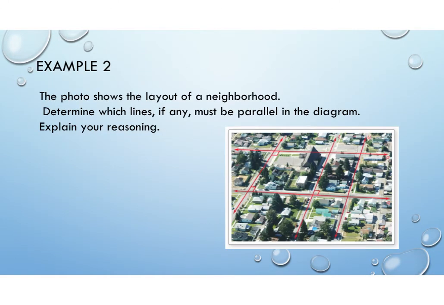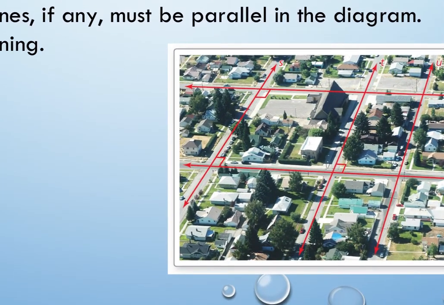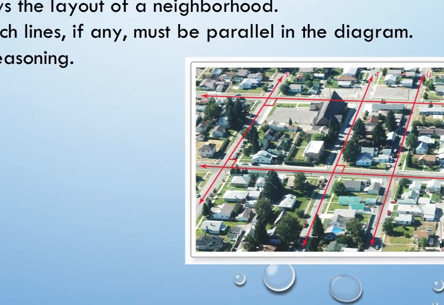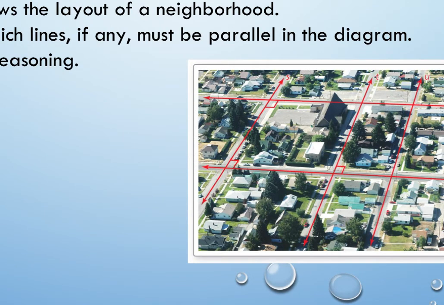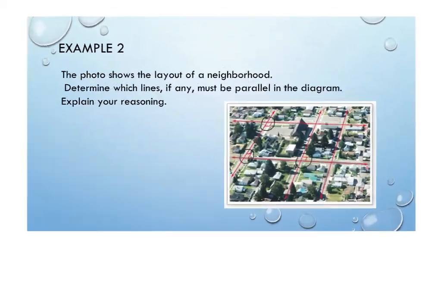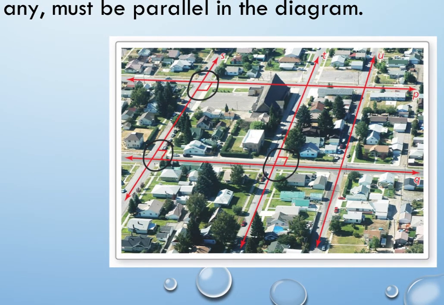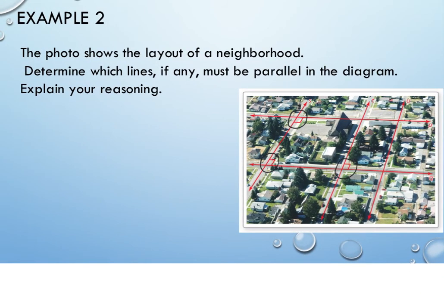Okay, so the photo shows the layout of a neighborhood. Determine which lines, if any, must be parallel in the diagram. Explain your reasoning. Well, let's go ahead and take a look, and let's define which ones are 90-degree angles. So we know that this angle and this angle are all 90 degrees. So we can determine that some of the lines are perpendicular. So I see that S and P form this intersection up at the top left. So we can say that S and P are perpendicular.